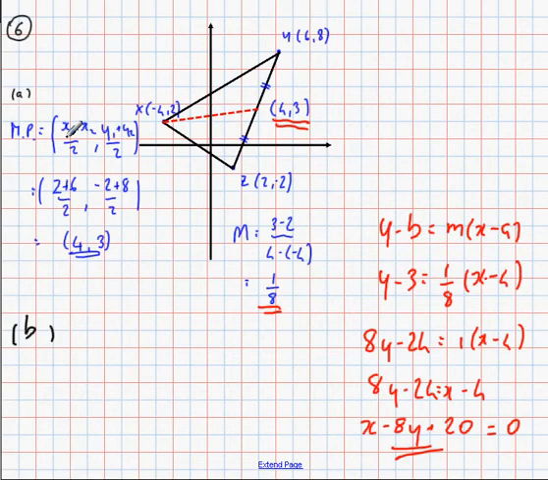Higher exercise 1, part 2, question 6b. Find the equation of the altitude passing through Y.